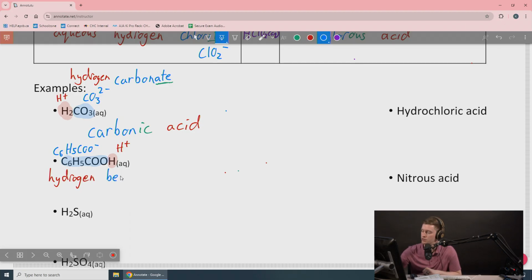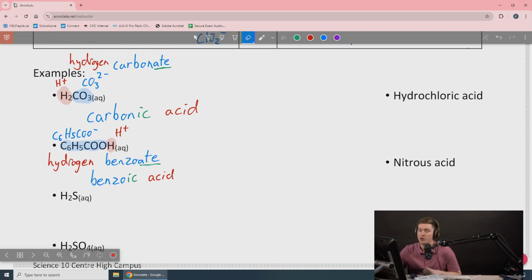This is hydrogen benzoate. It has the ate ending, so we're going to change it to the ic ending. So this will be benzoic acid. Benzoic acid.